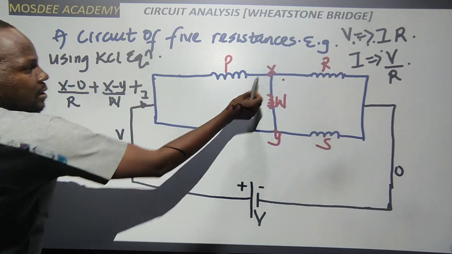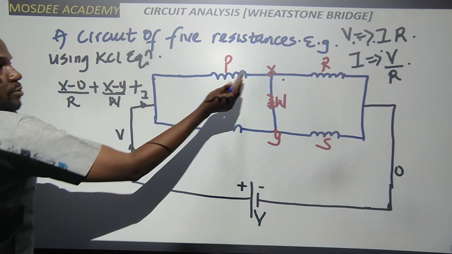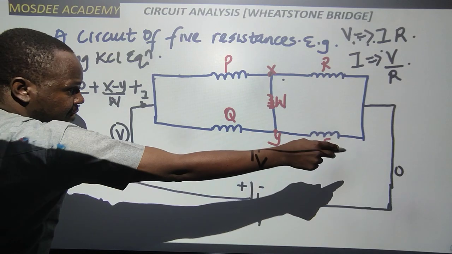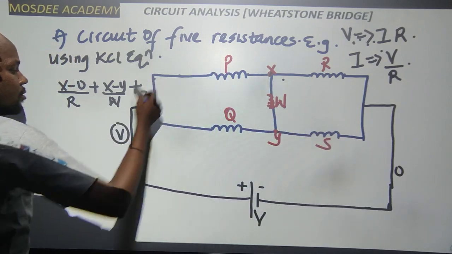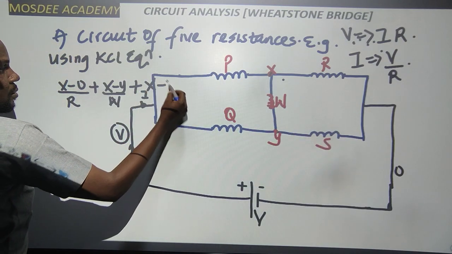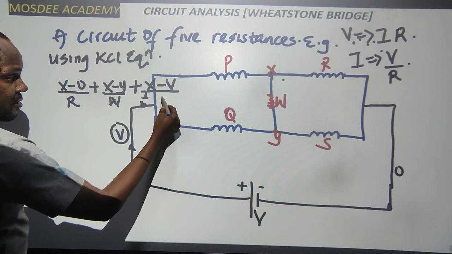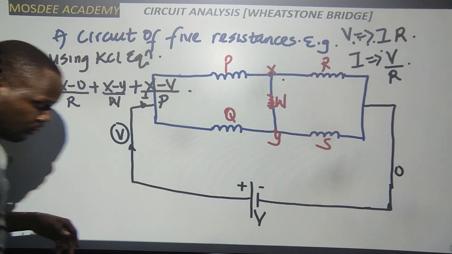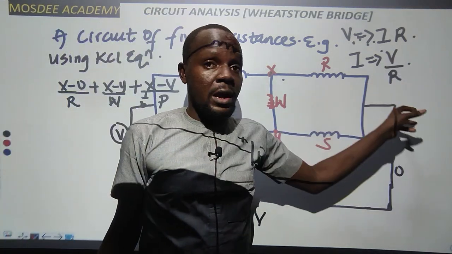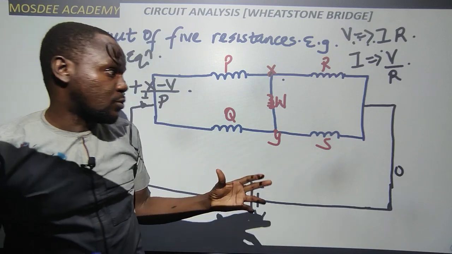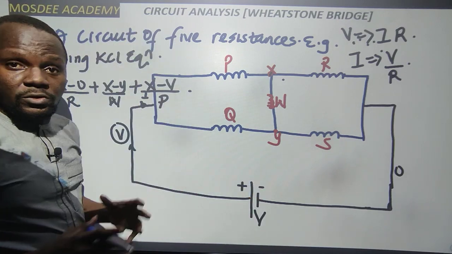Plus the last one, flowing in this direction: X minus, what's the potential here? V. Remember, on that side it is zero. So this is X minus V over the resistance here, which is P. Guys, what I'm doing here is using V over R, looking at the separation of the flow of the current. I'm not doing anything too magnificent or that you cannot understand.